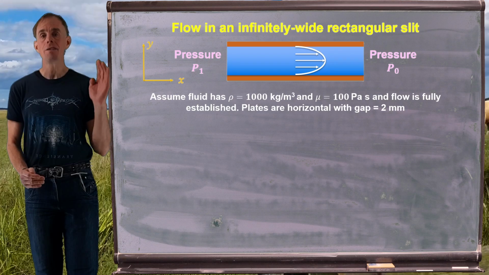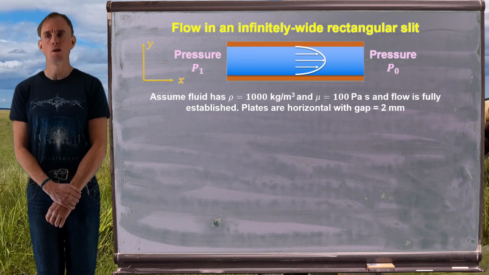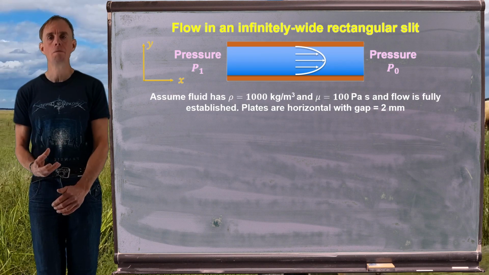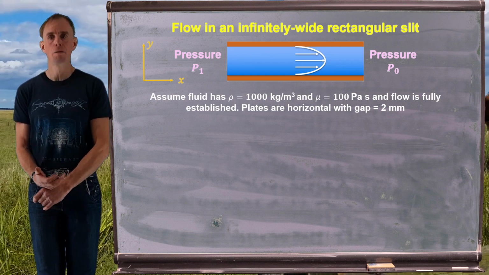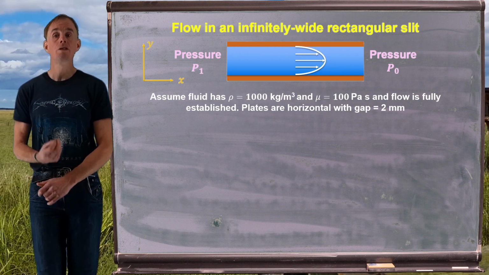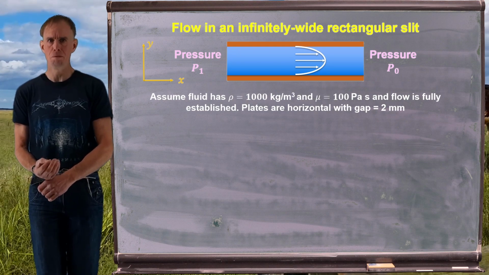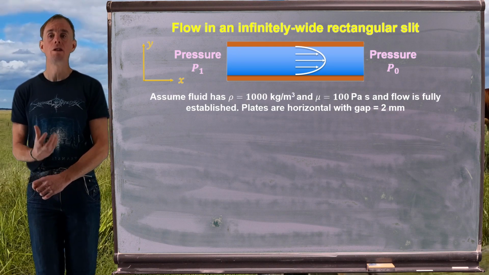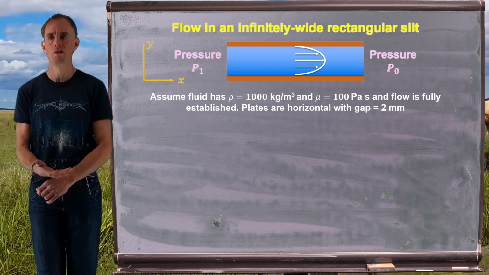Now, let's solidify the problem somewhat and identify some physical properties. So we're going to assume that the fluid in this gap has a density of 1,000 kilos per cubic meter. We're going to furthermore assume that the viscosity is quite high. It's like honey that's been put in the fridge, maybe honey that's been put in the freezer, and the viscosity is 100 pascal seconds. So it's a very, very thick fluid.